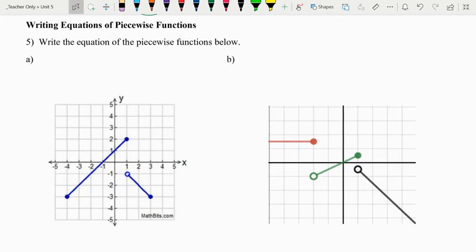All right, so now we're going to focus on writing equations of piecewise functions. And these are things that I feel like you need to do a good job of piecing together. Haha, right? Piecewise, piecing together. So I'm going to show you how I approach it. Now you can go different ways, and that's totally fine.